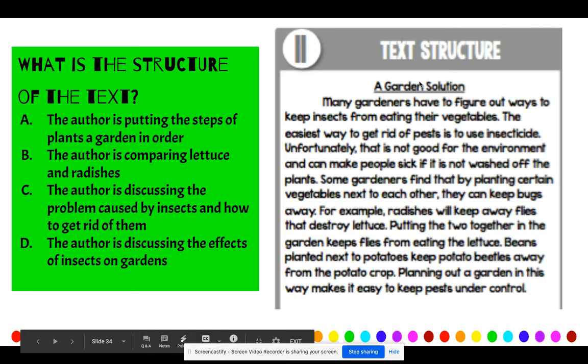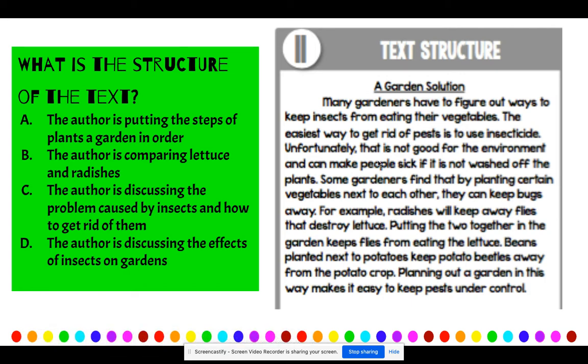Okay, so the author is laying out a problem here for me, right? That there are pests in gardens. That's just how it's going to be. There are going to be bugs in gardens, but there is a way to solve this problem, right?